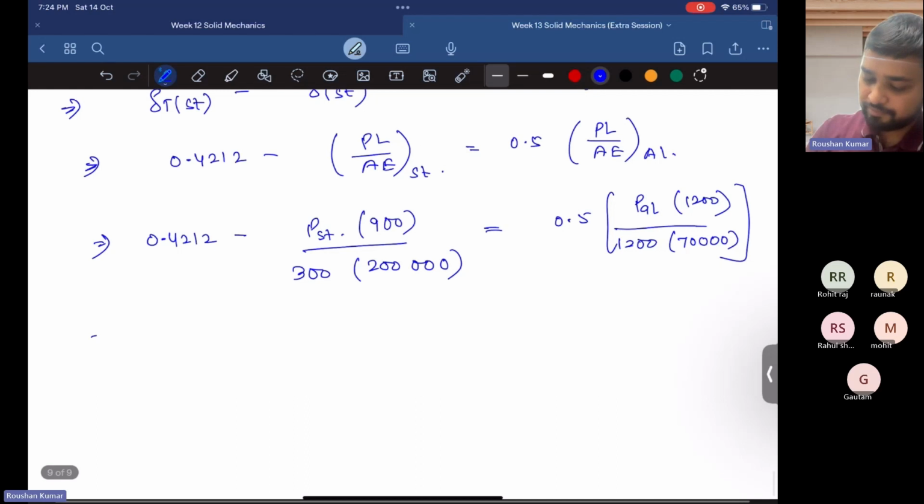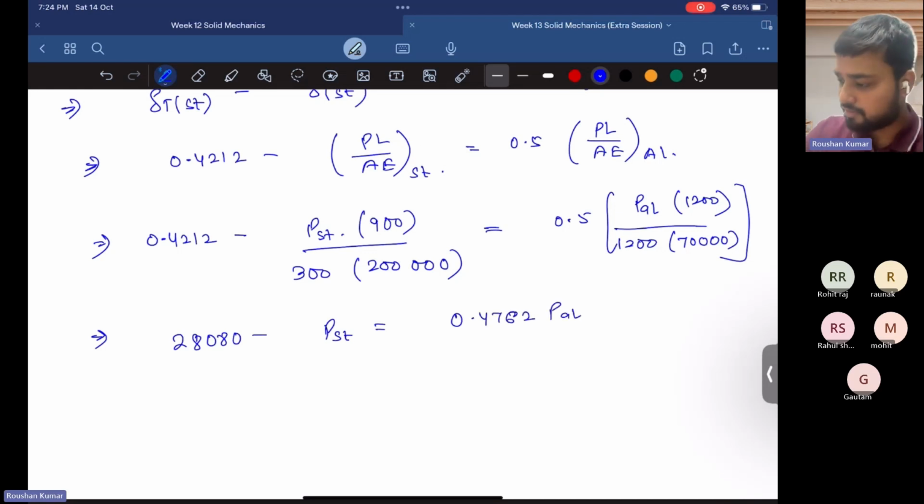So this will become 28080 minus P of the steel is equal to 0.4762 P of the aluminum. This is our equation number 1. Now here again we have two unknowns and only one equation, so we have to find one more equation so that we can solve for these unknowns.